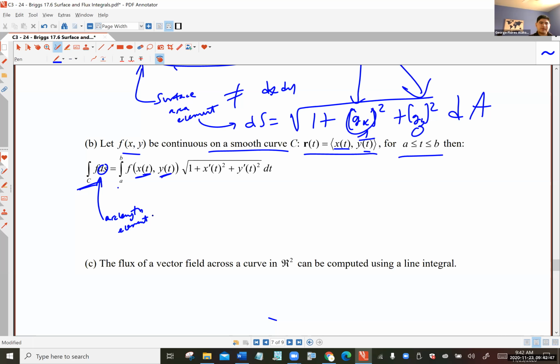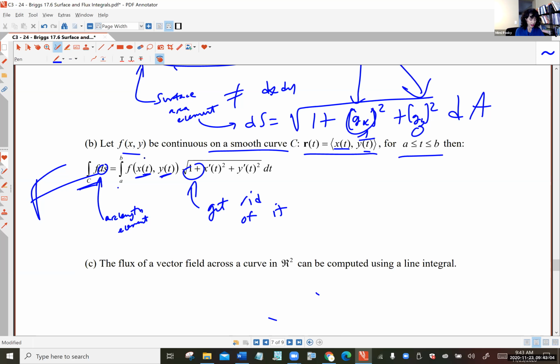It had to be the speed. So what's wrong here? That 1 plus, get rid of it. That's wrong. That's not really speed. So this is a false because it should be the square root of x prime of t squared plus y prime of t squared, not with the 1 plus. That 1 plus is from the surface area element, not the arc length element. See the difference? I'm trying to pull a lot of these different ideas from this chapter together for you so you can see the differences. I don't know if that's helping or not.